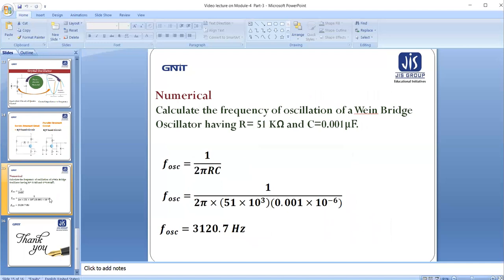Calculate the frequency of oscillation of a Wien bridge oscillator having R equal to 51 kilo ohm and capacitor 0.001 microfarad. As the oscillator is a Wien bridge, we have to keep in mind the frequency of oscillation will be 1 by 2 pi RC. Putting the value of R, 51 times 10 to the power 3, and C is 0.001 microfarad, so 0.001 times 10 to the power minus 6. After calculation, the frequency of oscillation will be 3120.7 hertz. That means 3 kilohertz.